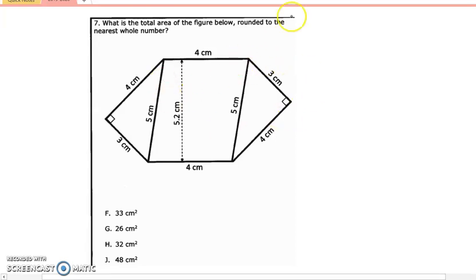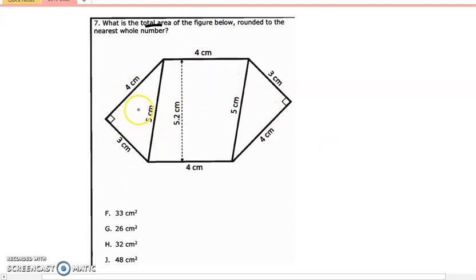It says, what is the total area of the figure below? Round to the nearest whole number. Well, I look at this kind of figure. It has many figures inside. You need to decompose it. You need to break it down.